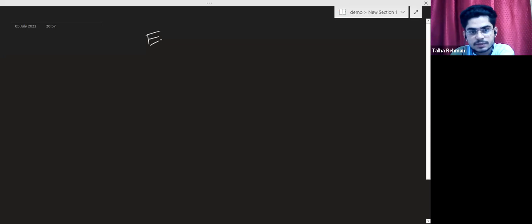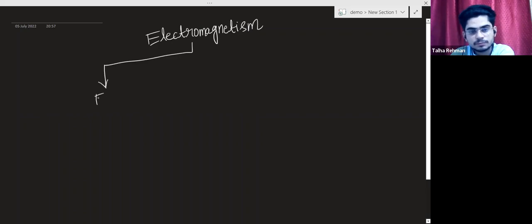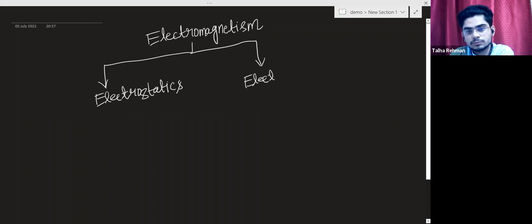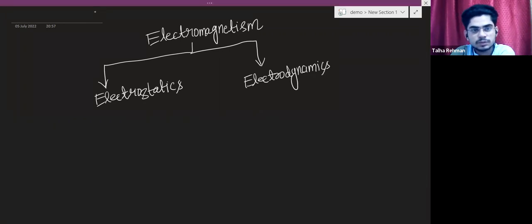So basically it is a part of electromagnetism, and this can be divided into two parts. This is just the introduction.